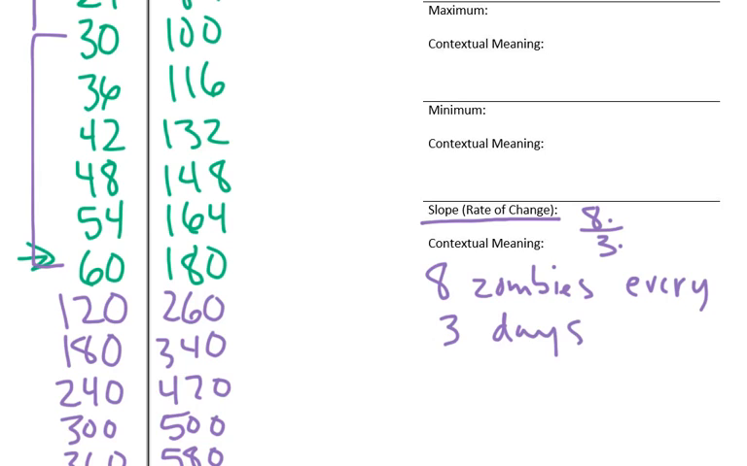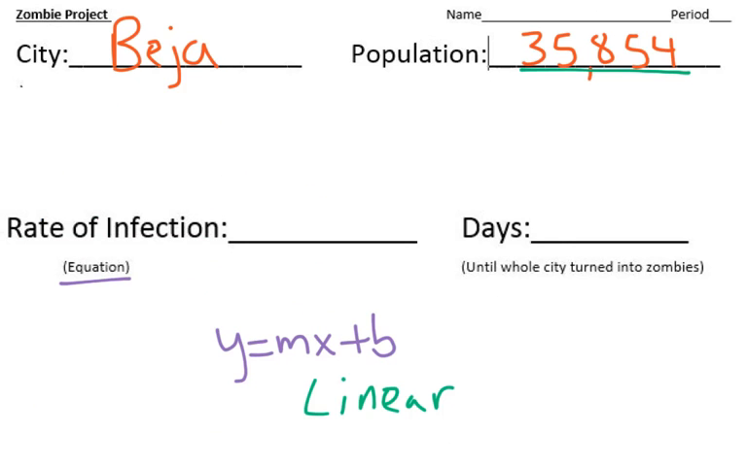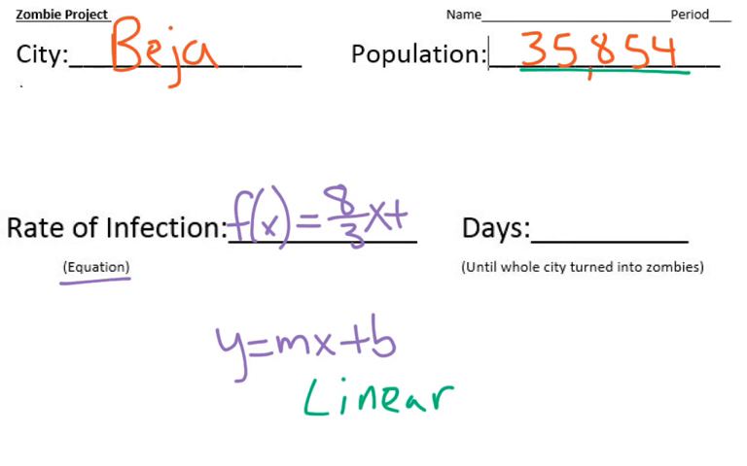I could even simplify that and go 8 divided by 3 to see that decimal, and that would be 2.666666667. So basically 2 2/3 zombies every day. That's kind of what that context means. But there's my slope. So I can go f of x or y. I'll do f of x equals 8/3 x plus what? Well, what's my y-intercept? Remember, the y-intercept is where x is 0, where y is 20. So my y-intercept is (0, 20). So my rate of infection is plus 20.